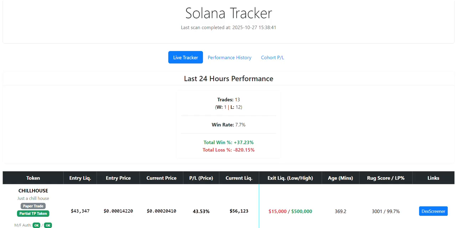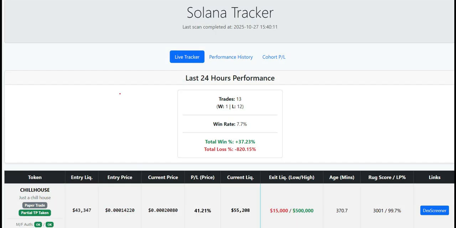Let's break down the columns using the Chill House token as an example. In the token column, you see the ticker Chill House. The paper trade badge indicates this is currently being tracked as a simulation, and partial TP taken means the analysis suggests a portion of this position could have been sold for profit. Below this is critical security info. M/F auth shows if the mint and freeze authorities are revoked. Green check marks are what you want to see. And top holder shows the percentage owned by the biggest wallet.